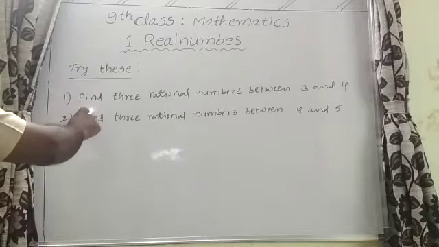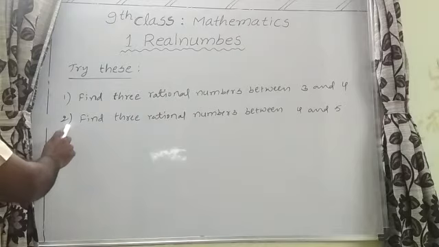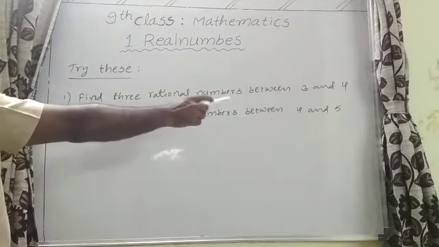Try this. Find three rational numbers between 3 and 4. Find three rational numbers between 4 and 5.